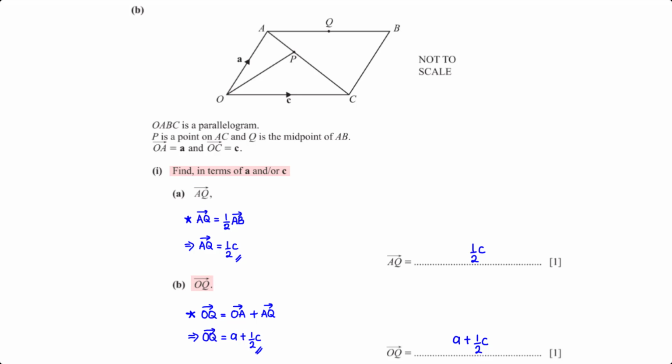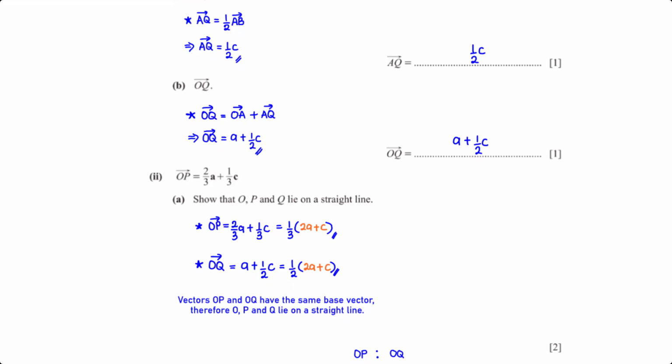Find OQ. OQ is OA plus AQ. OA is a and we found AQ to be half c, and so OQ is a plus half c. OP is 2/3 a plus 1/3 c. Show that O, P and Q lie on a straight line.